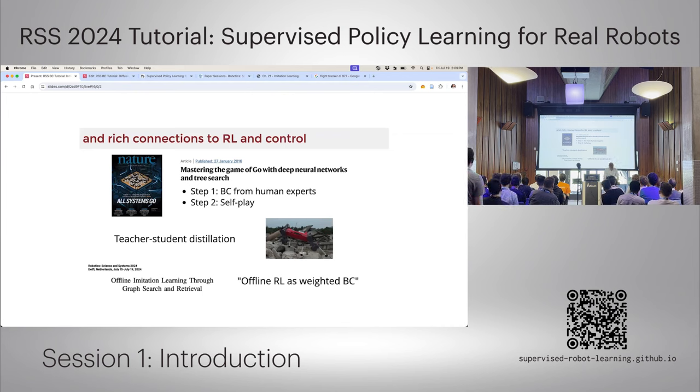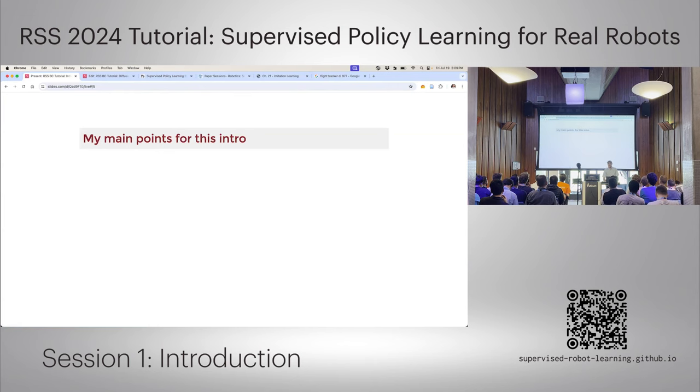And we actually heard that in one of the talks this week. The graph retrieval, search and retrieval talk made an explicit comment that offline RL is often weighted behavior cloning. So there's lots of connections to be made, even if you don't love behavior cloning, just for the sake of behavior cloning. So this is kind of the points I want to land in this first session.